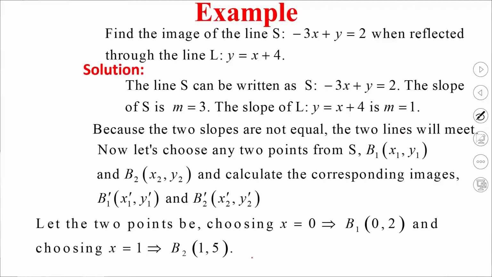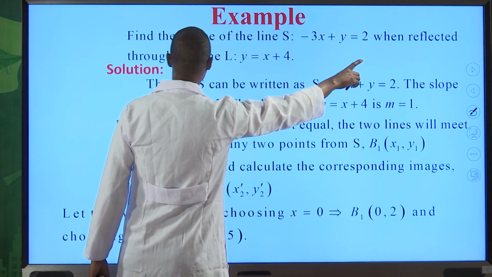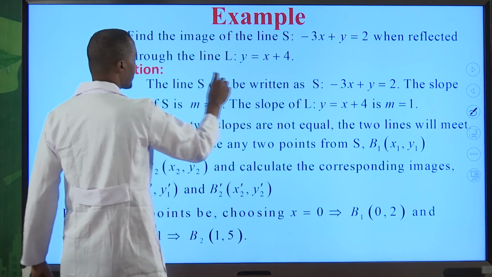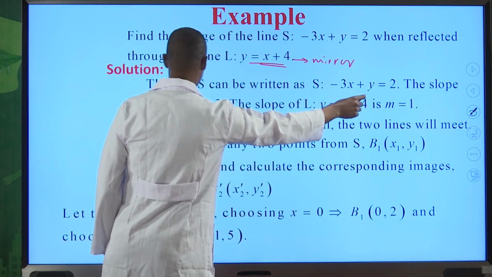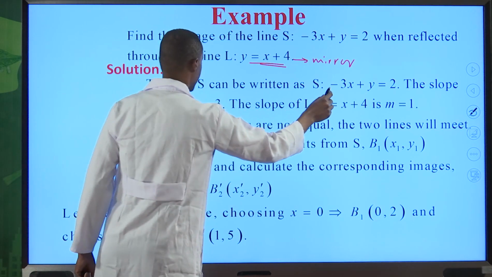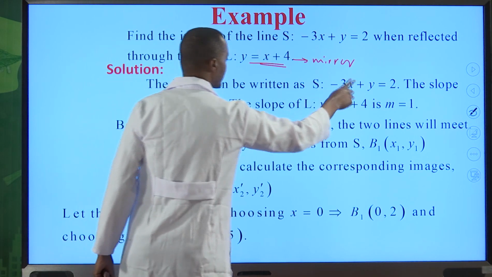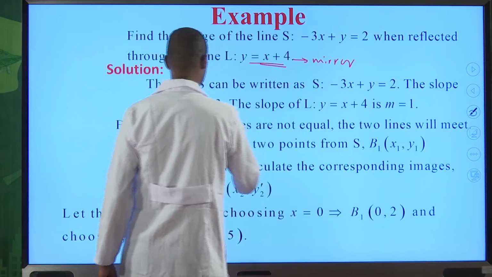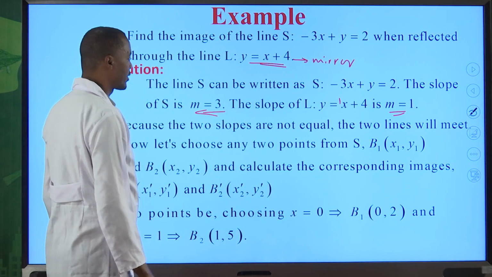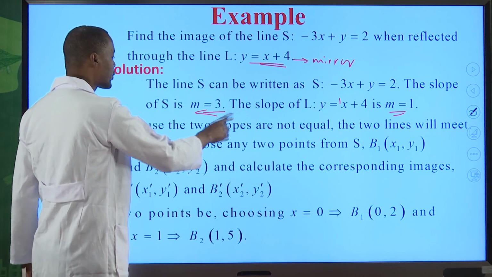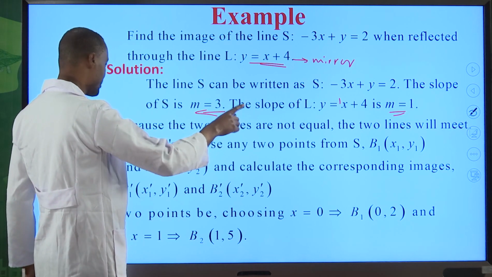Example: find the image of the line S, 3x plus y is equal to 2, when it is reflected through the line y is equal to x plus 4. This is the object, and this one is the mirror. So the line S can be written this way, and the slope of this line is 3, because we can rewrite it so that the slope m is equal to 3. And the slope of the mirror line is the coefficient of x, m is equal to 1. Because the 2 slopes are not equal, the 2 lines will meet.